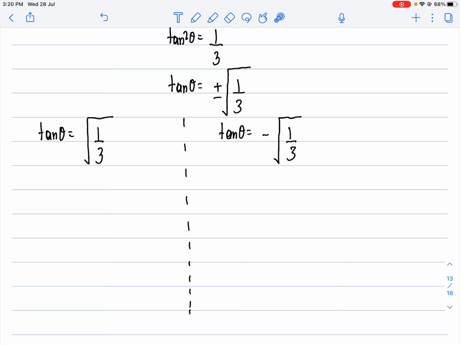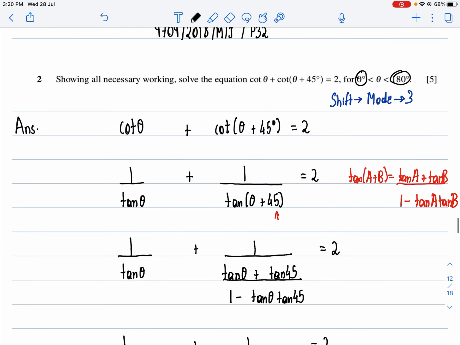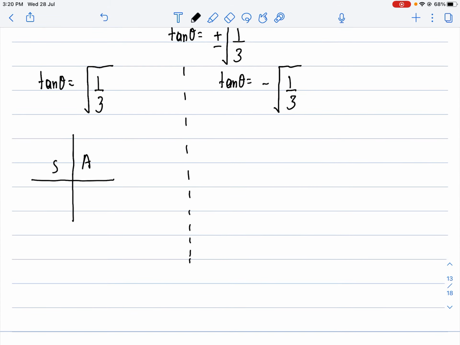So first, here I need tan theta to be positive. So I'll make my ASTC curve. We'll see the domain again just to be sure. It's from 0 degrees to 180 degrees. So I have A, S, T and C, with 0 here and 180 here. I need tan theta to be positive, which is positive in the first quadrant and the third quadrant. But I know the third quadrant here will exceed 180 degrees. Obviously, that means the only possible answer will be the first quadrant value.